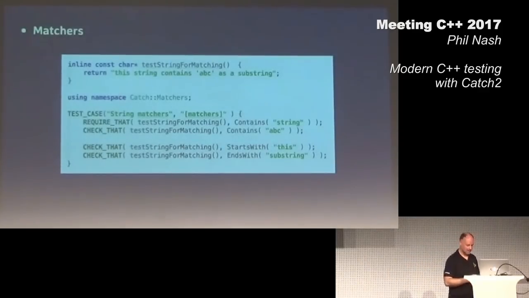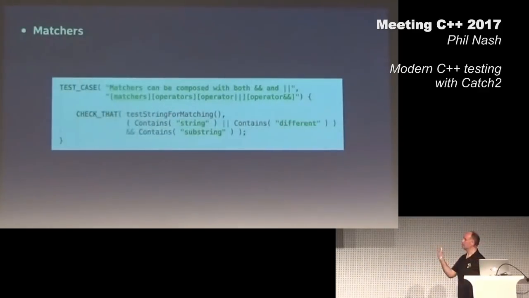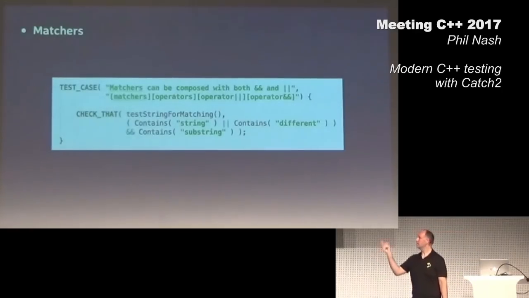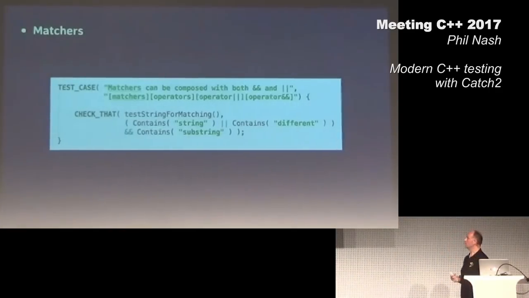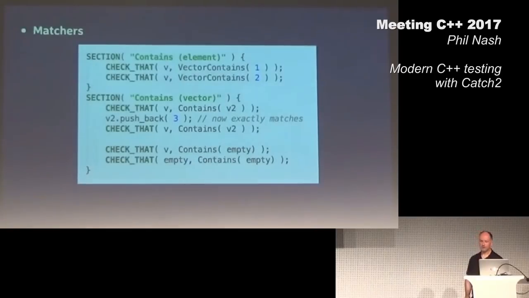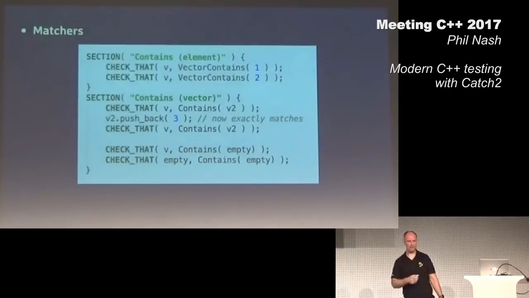And I said you can compose them as well. So here, for example, we're composing using the logical or and and operators. You can also use logical not, and you can use round brackets to group things. So you can actually get some really powerful composite matchers using this technique. Particularly for strings, it works really well. As well as strings, there's some vector matchers built in for checking a vector contains or is equal to another vector or contains a certain element. There will be more standard library matchers going in, but that's all we have so far.